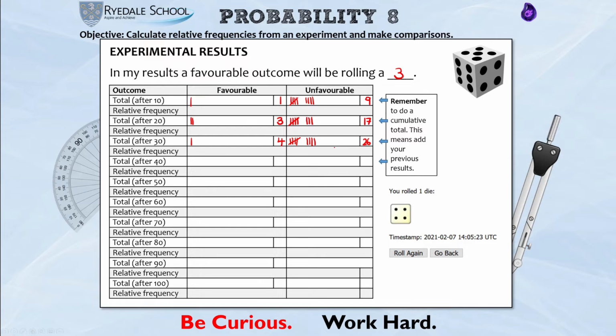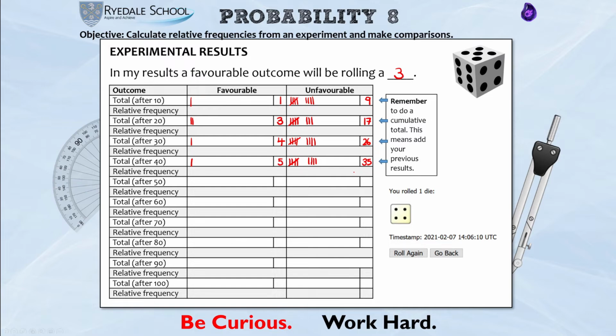I'll just do it one more time for the next 10. 1, 2, 3, 4, 5, 6, 7, 8, 9, 10. I saw 1 there. So again, 1 favourable, 9 unfavourable. So I'm up to 5 and 35.